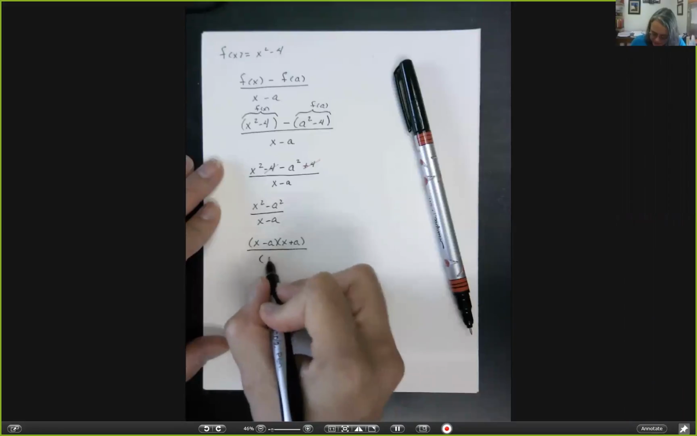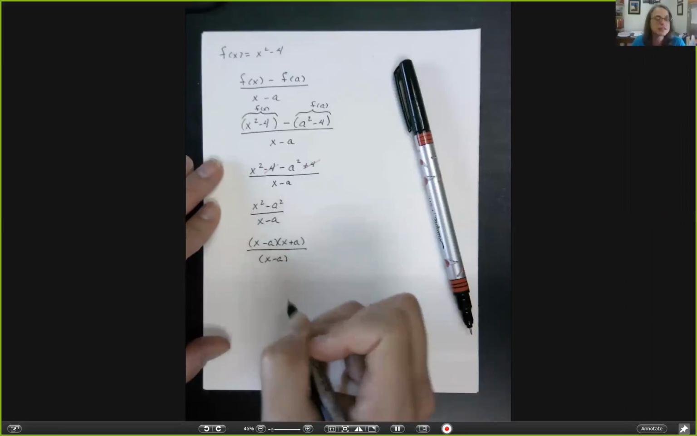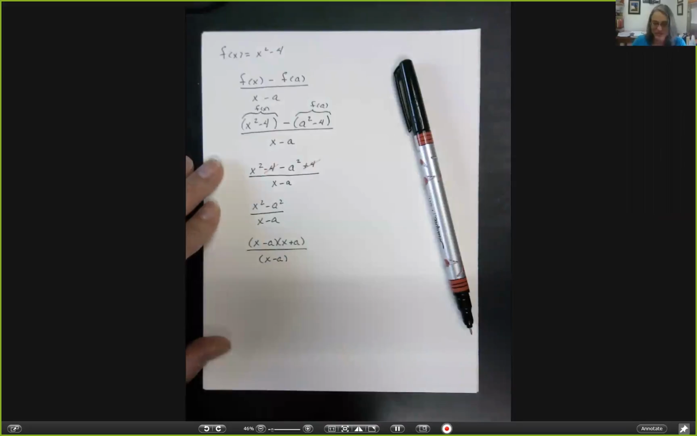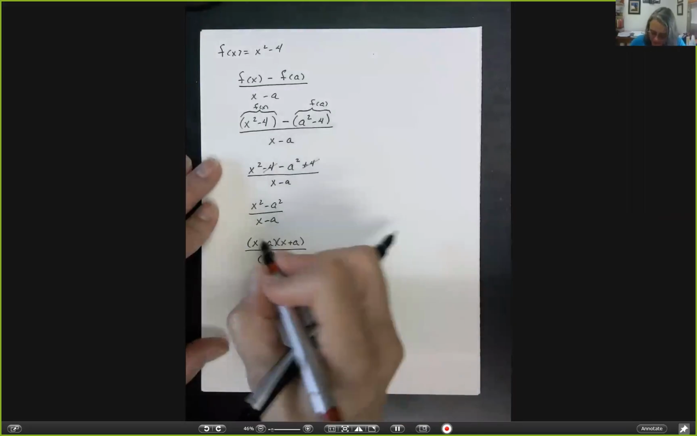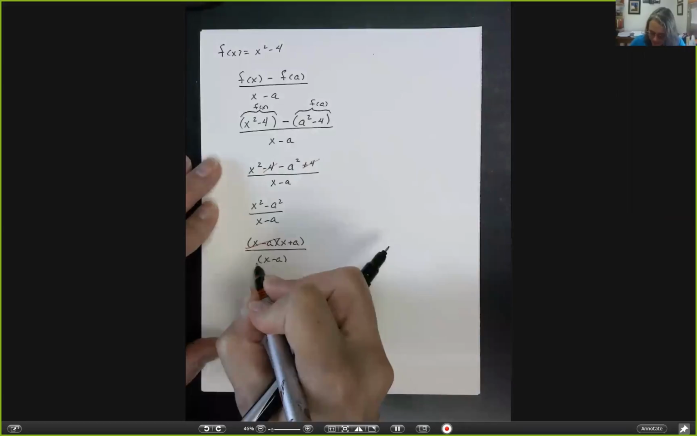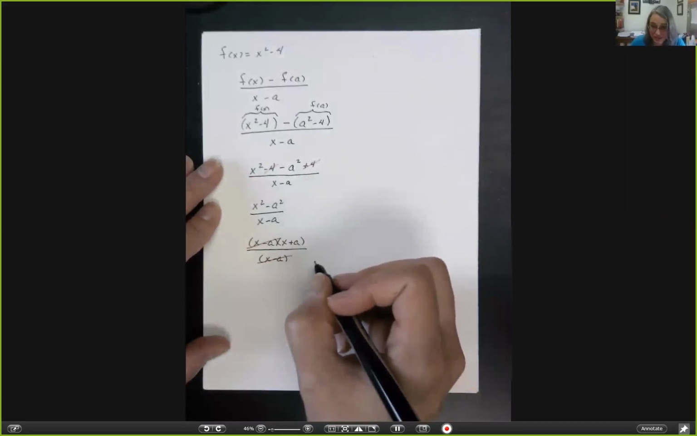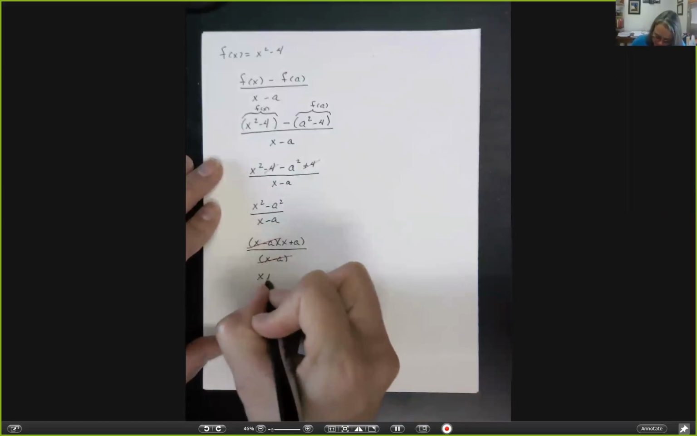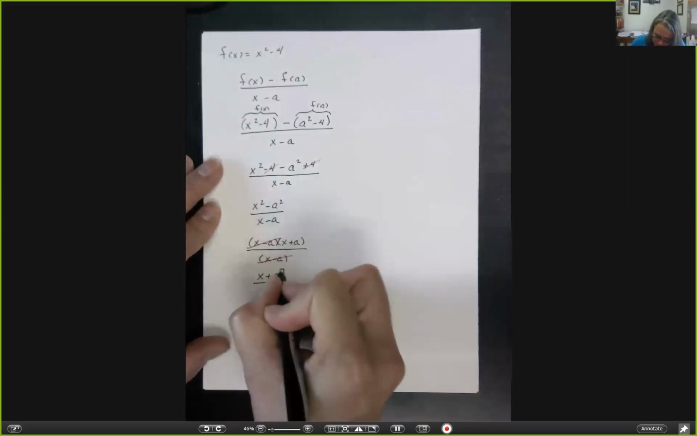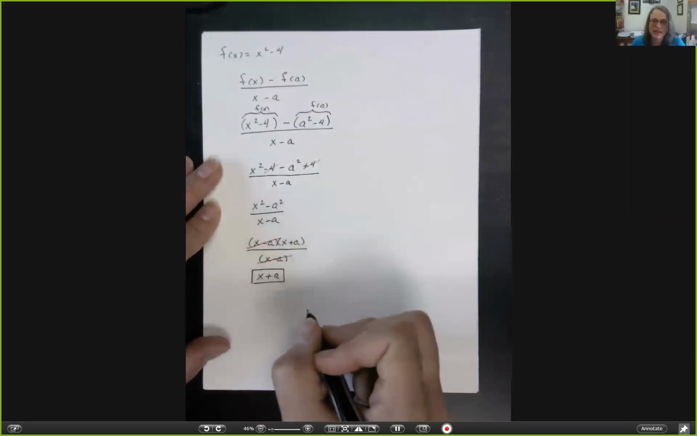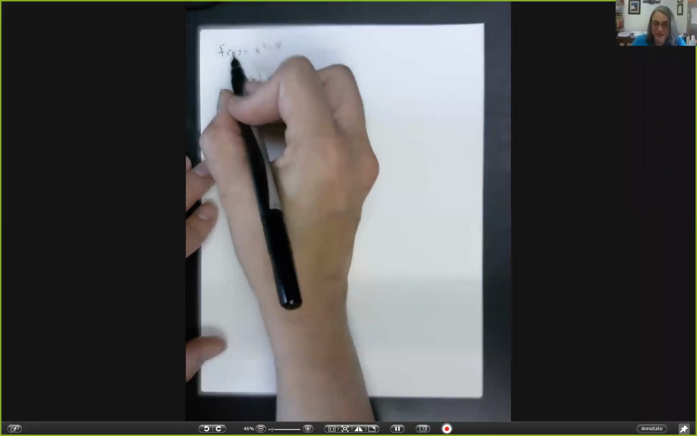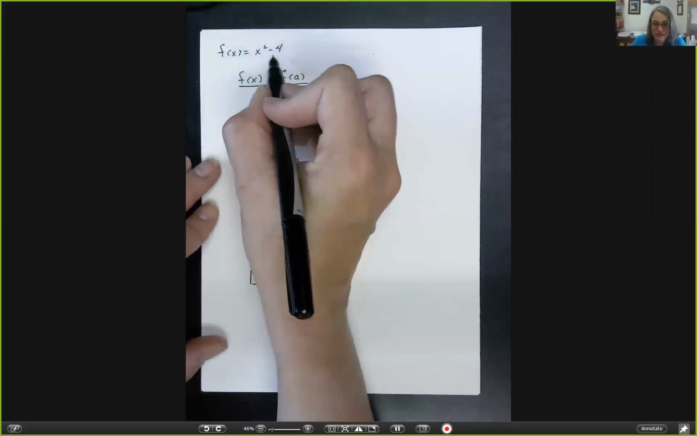We're going to divide that by x minus a, and I put that in parentheses to remind myself that it's all one thing, all stuck together. You can't separate it out. And now those two will cancel because they match, they're like factors. And all right, we are left with just x plus a, and that is the answer. That is the difference quotient for the function f of x equals x squared minus 4.